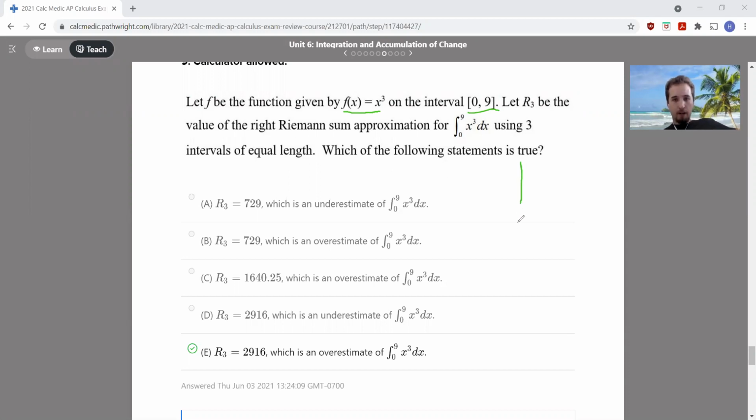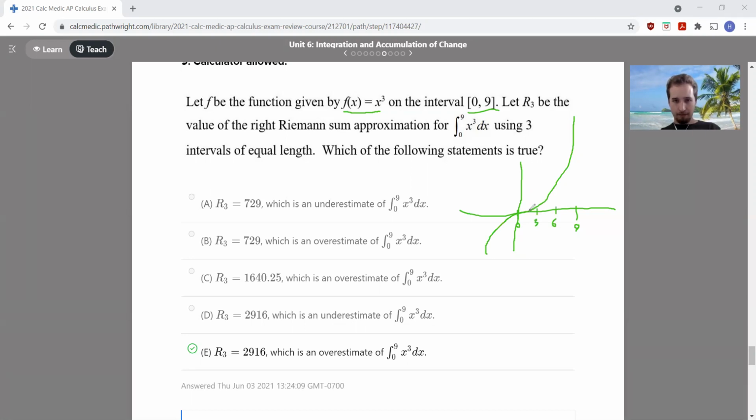Let's just make a graph. Now let's just call this 9 here. And we want 0 to 9, right? So we want 3 intervals of equal length. Well, 9 divided by 3 is just 3, so we get an interval from 0 to 3, 3 to 6, and 6 to 9. Those are 3 intervals. Okay. It's asking for the exact sum, so let's do that.